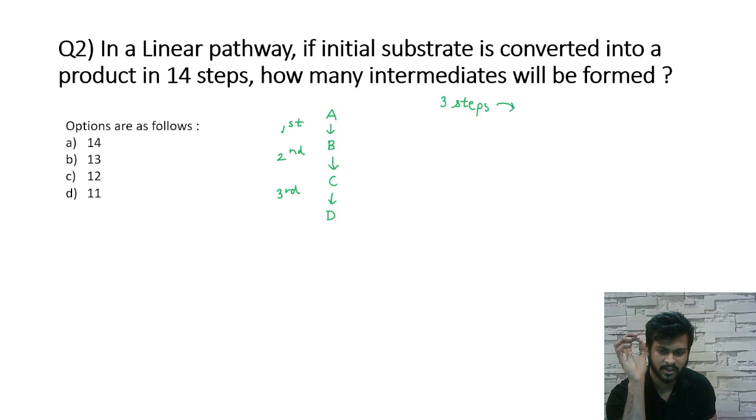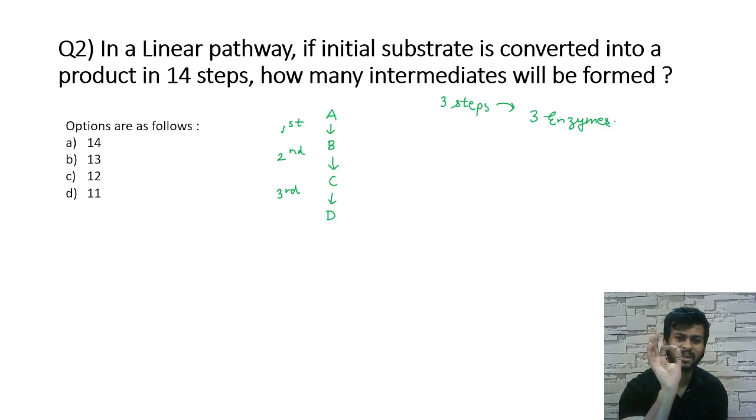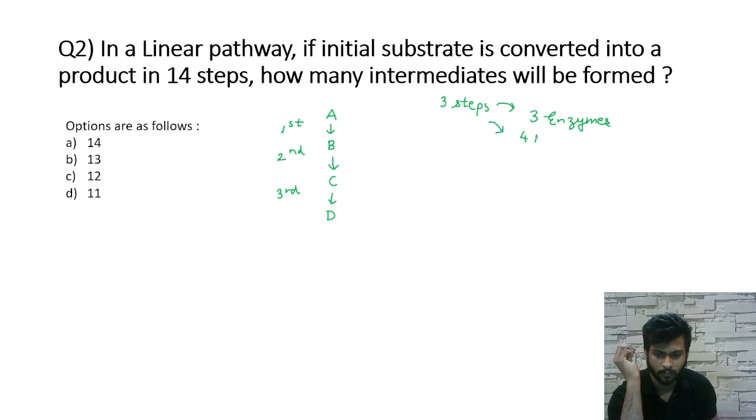If there are 3 steps, there will be 3 enzymes, because each step is catalyzed by a separate or specific enzyme. So 3 steps will have 3 different enzymes. Number of metabolites will be 4. Which are they? A, B, C and D.